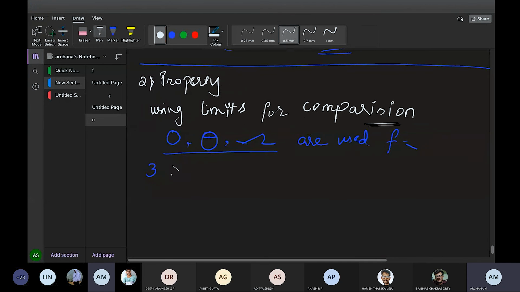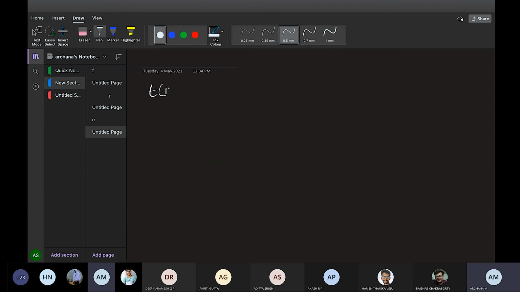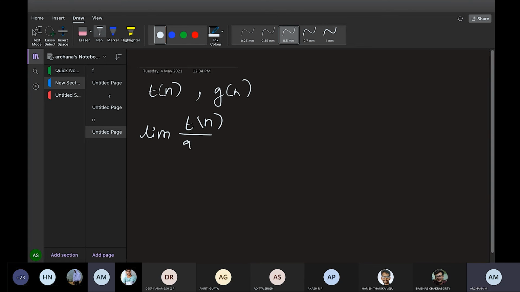The three important properties are for T of n and G of n. This you have to note down, it is very, very important. Take the limit of T of n divided by G of n as n tends to infinity. You'll get either 0, or a constant C, or infinity.